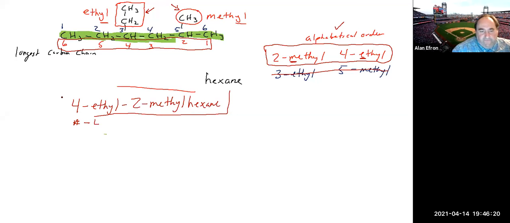So this would be 4-ethyl. It looks like a Z, but it's actually a badly written 2-methylhexane in that case. Question on that name there?